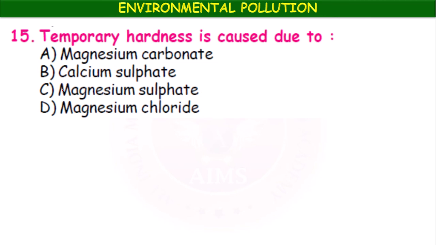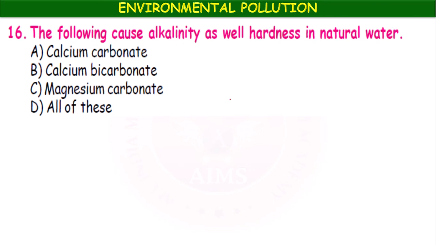Temporary hardness is caused due to magnesium carbonate, calcium sulfate, magnesium chloride. Magnesium carbonate. The following cause alkalinity as well as hardness in natural water: calcium carbonate, calcium bicarbonate, magnesium carbonate, all of these.